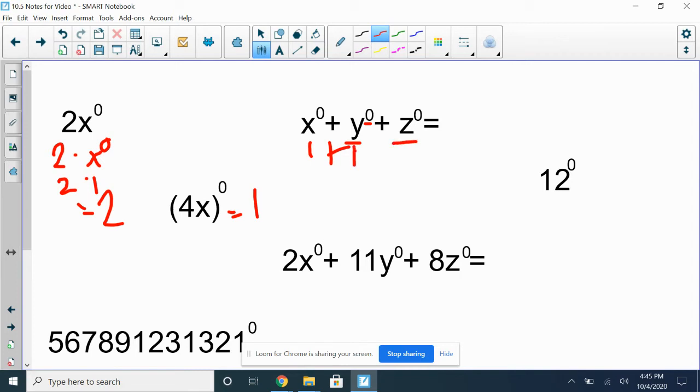Same thing here. We don't know what z is. It could be 5,000,006,000, but once I put it to the 0 power, it's 1. And then 1 plus 1 plus 1 leaves me with 3.